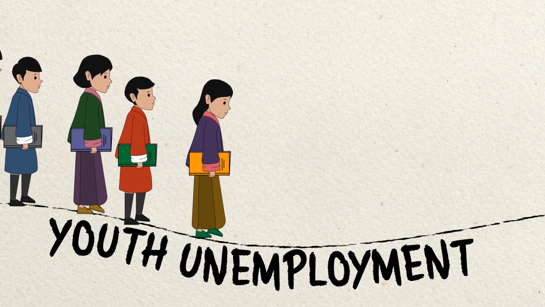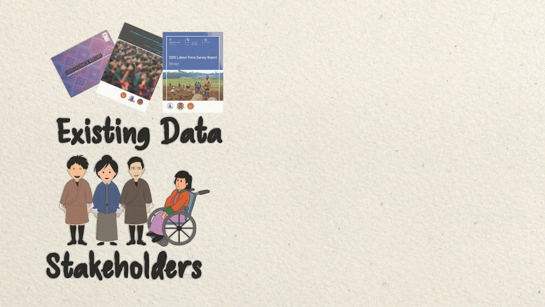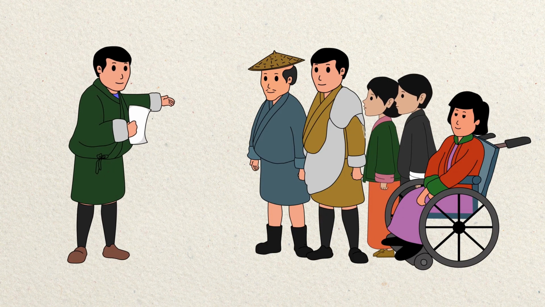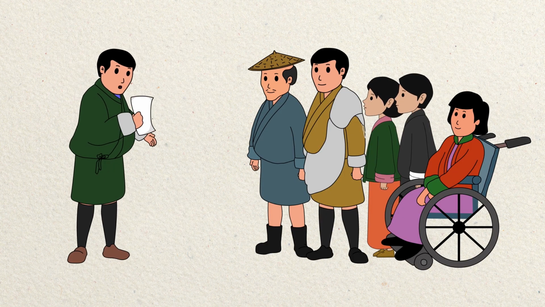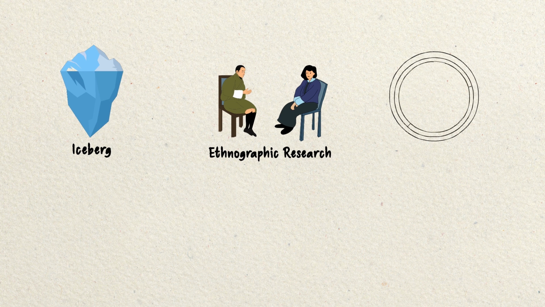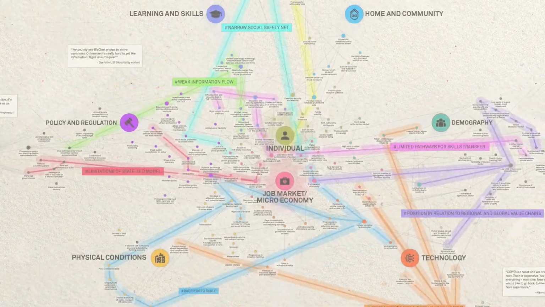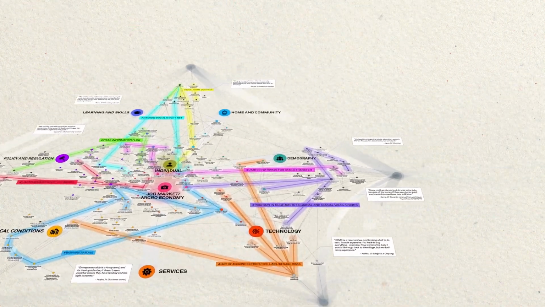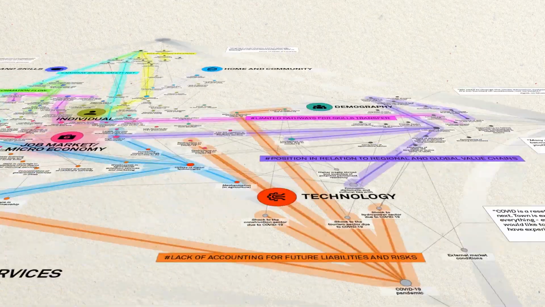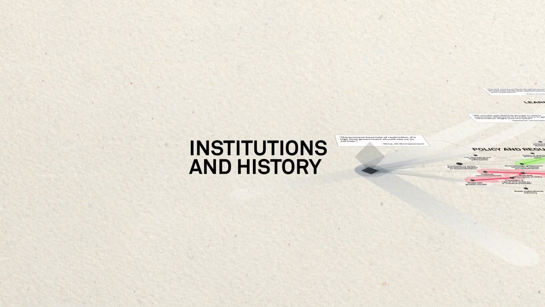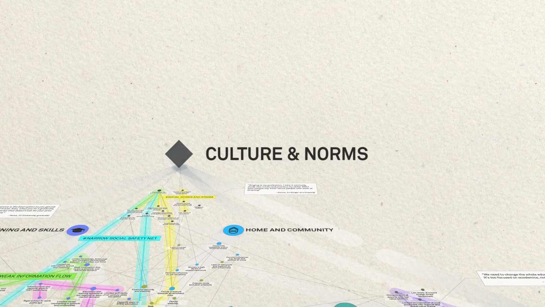Against this backdrop, the systems mapping began with the study of existing data around youth unemployment and engagement with diverse stakeholders to generate new insights. A wide range of stakeholders were consulted using participatory approaches and tools, such as iceberg, ethnographic research, STEEP, visioning, and collective intelligence. This led to the creation of a systems map guided by 5 contextual domains of economy, geography and environment, regional and global forces, institutions and history, and culture and norms.